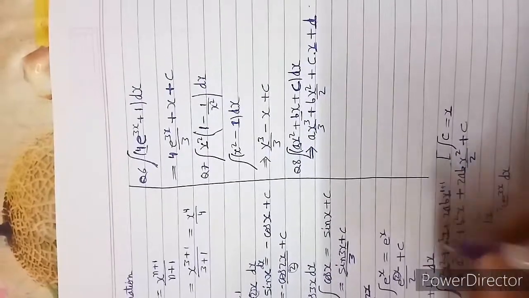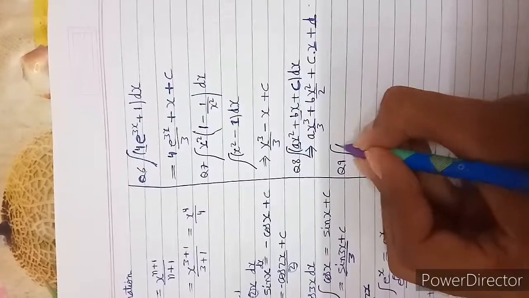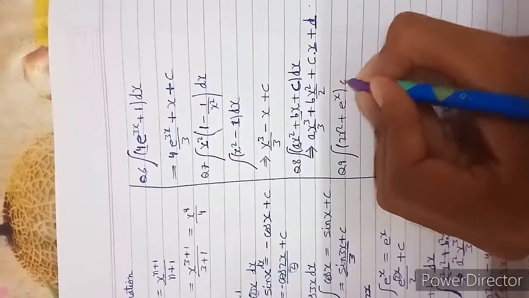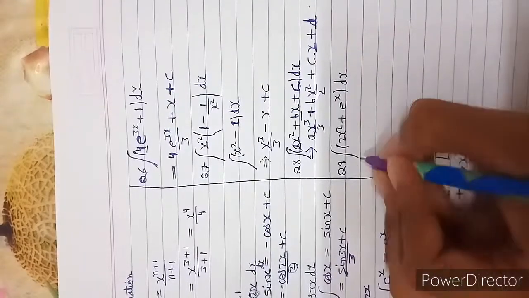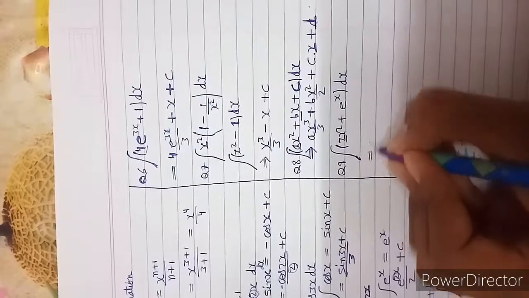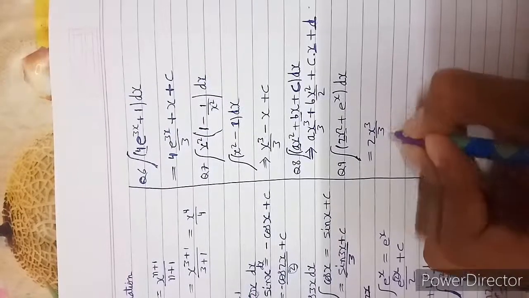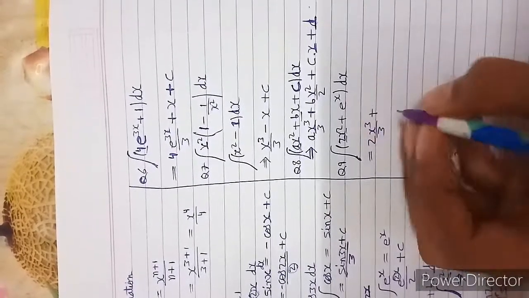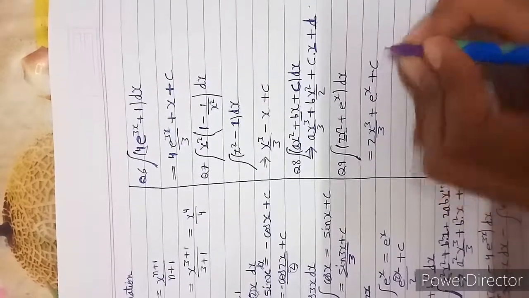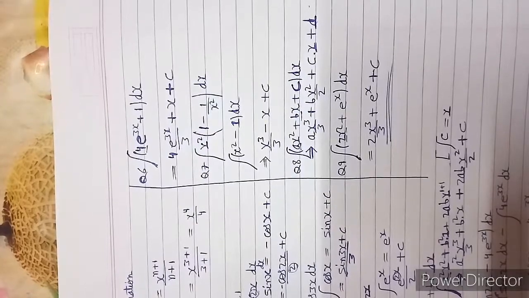Now our question number 9, which is the integration of 2x square plus e to the power x dx. So it is a very easy question. 2 is a constant, we will put 2 outside. Integration of x square, which is x cubed by 3, plus the integration of e to the power x, which is e to the power x only, and plus c. Very easy question. I hope it is clear to you till here.